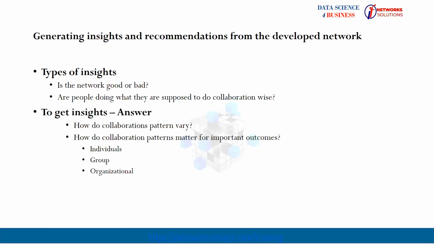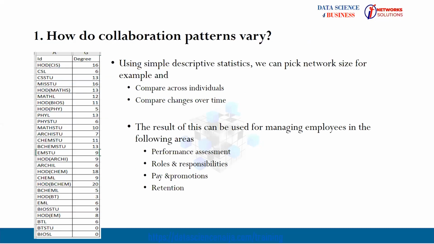Then, in order to answer these questions, you first want to answer some of these questions. There are other questions, but these are the most important ones. How do collaboration patterns vary? Then, how do collaboration patterns matter for important outcomes? The second question can be done for individuals, groups, and organizations. But for this example, or this practical that we're doing, we want to look at the individual perspective. So let's go to the first question. How do collaboration patterns vary?